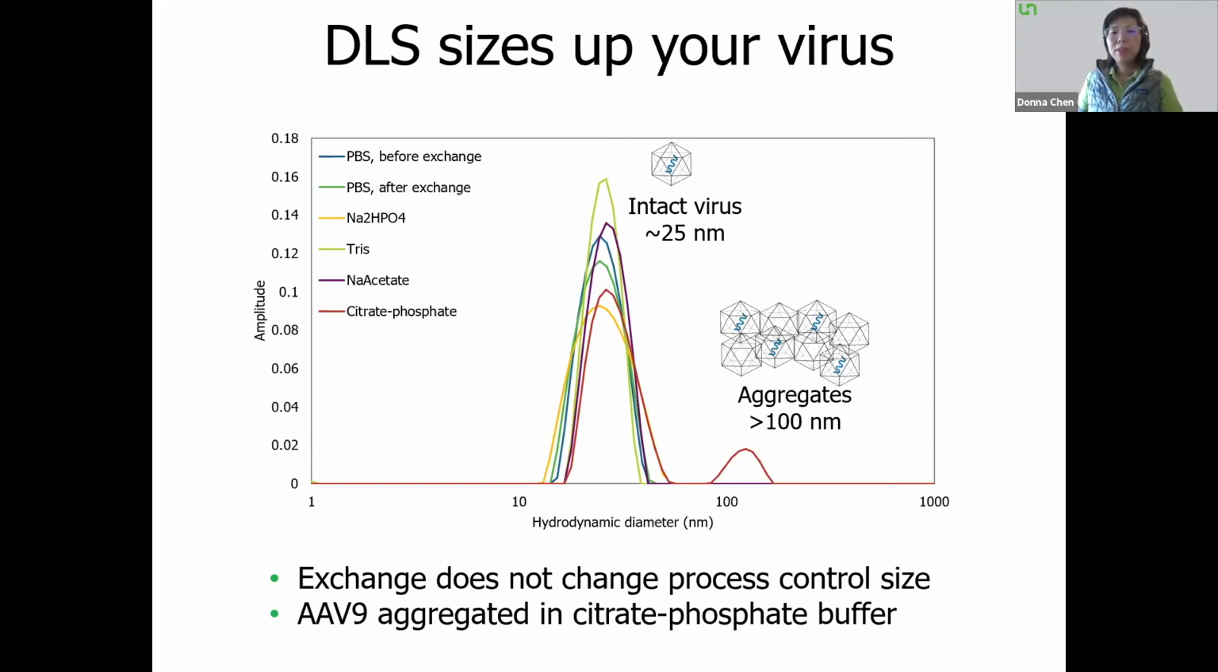But if we focus on the citric phosphate buffer, which is a known harsh buffer for the AAVs, we can see a secondary peak coming up at larger than 100 nanometers in size. This means that this buffer is causing the AAVs to aggregate after the buffer exchange.